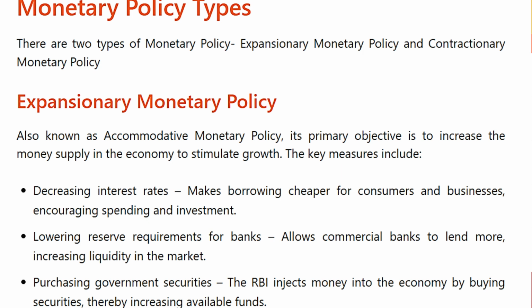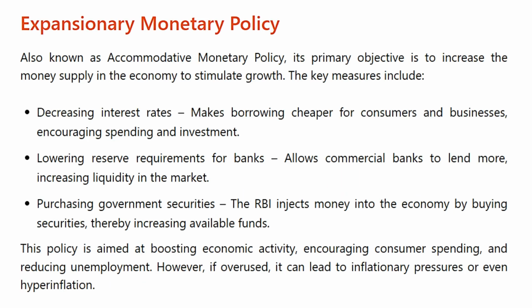The key measures include decreasing interest rates, which makes borrowing cheaper for consumers and businesses, encouraging spending and investment; lowering reserve requirements for banks, which allows commercial banks to lend more, increasing liquidity in the market; and purchasing government securities. The RBI injects money into the economy by buying securities, thereby increasing available funds. This policy is aimed at boosting economic activity, encouraging consumer spending and reducing unemployment. However, if overused, it can lead to inflationary pressures or even hyperinflation.